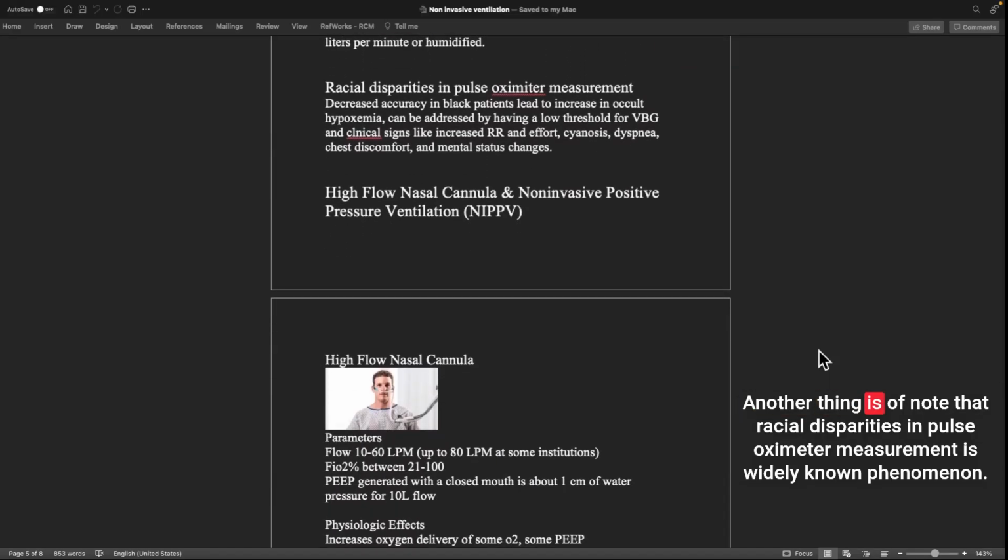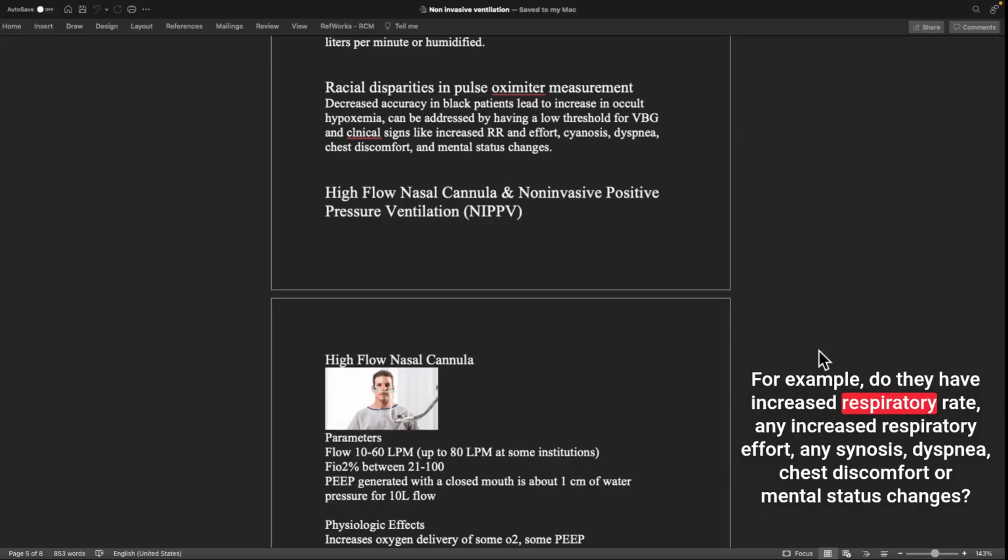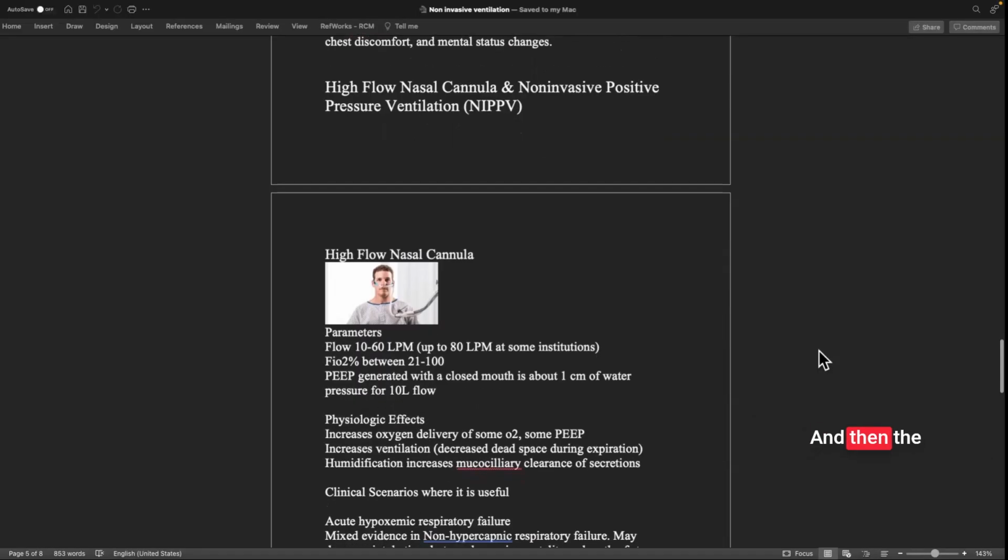Another thing of note is that racial disparities in pulse oximeter measurement is a widely known phenomenon. Essentially, because patients have darker skin, the pulse oximeters are not as accurate, and you should have a low threshold for ordering VBG and assisted ventilation. You should rely on clinical judgment. For example, do they have increased respiratory rate, any increased respiratory effort, any cyanosis, dyspnea, chest discomfort, or mental status changes. And then the high flow nasal cannula and non-invasive positive pressure ventilation.